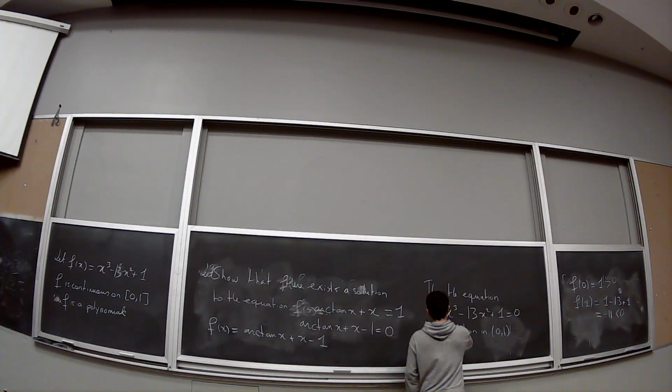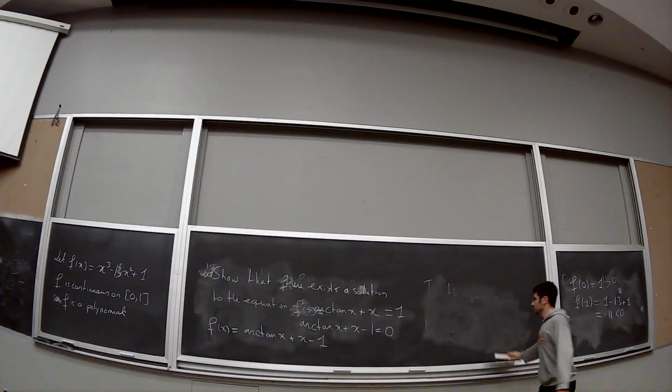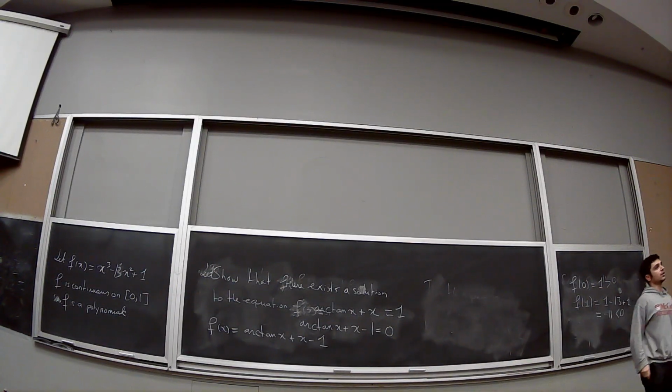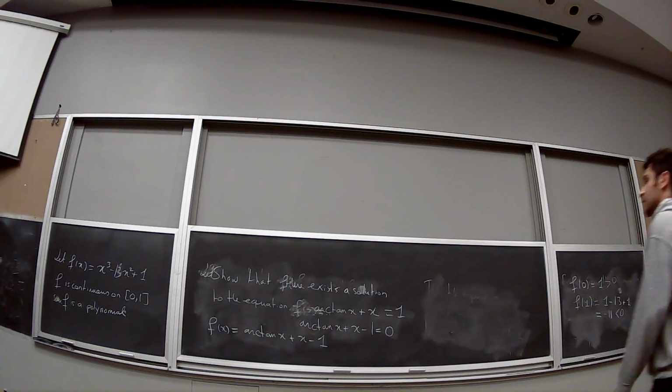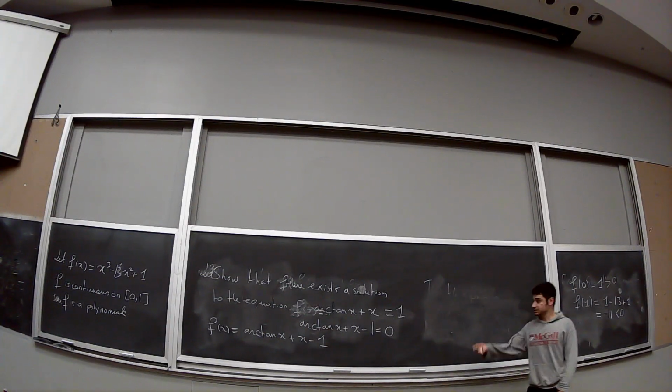Is f continuous on R? First of all, what is the domain of f? Arctan x is defined for any x, yeah, arctan x is defined for all x in R. Is x minus 1 defined for all x in R? Yeah, so what is the domain of f? F is defined on the entire real line.